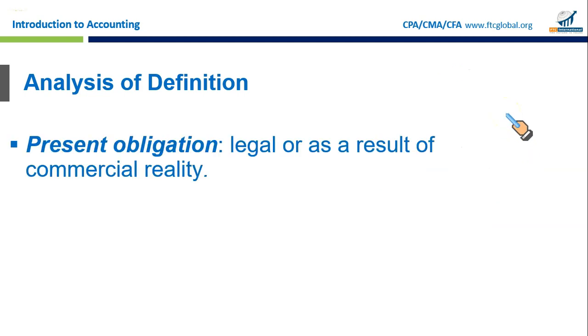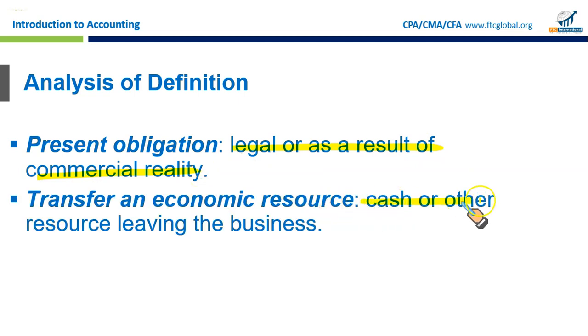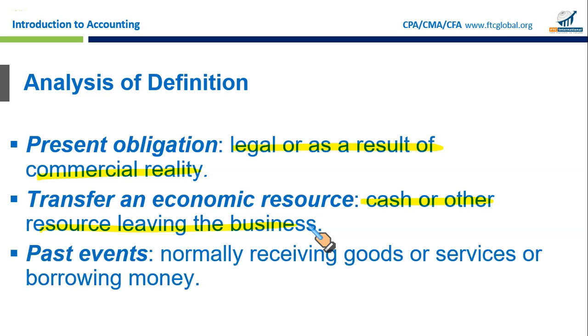So let's see what it says here. Present obligation, legal or as a result of commercial reality. We have to repay the loan. Transfer economic resources. So when we settle this obligation, it will result in outflow of $50,000 cash plus interest on the loan. And this liability has resulted from a past event, which basically was signing off the loan contract with the bank. So this is how you can understand the concept of a liability.